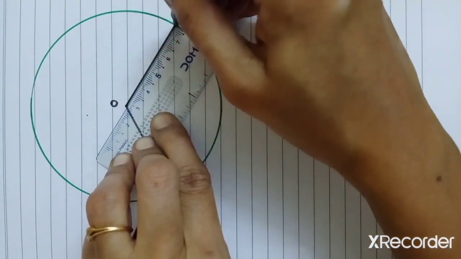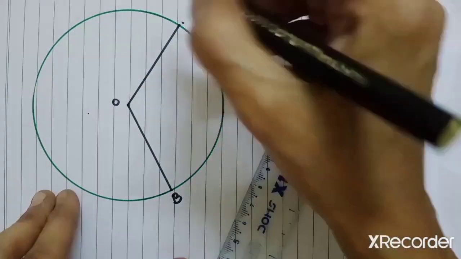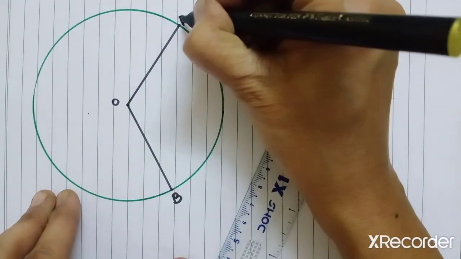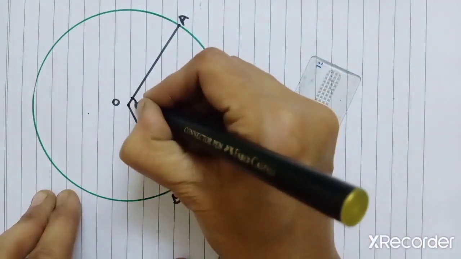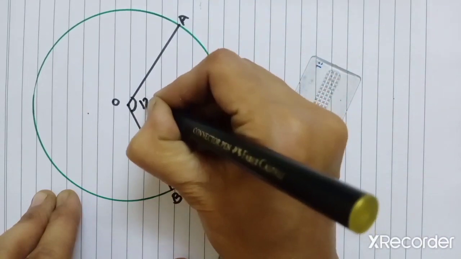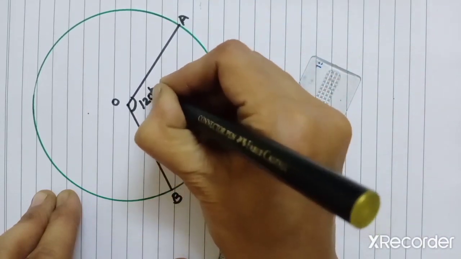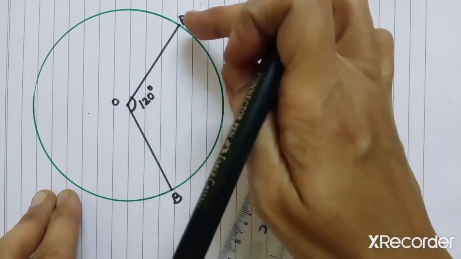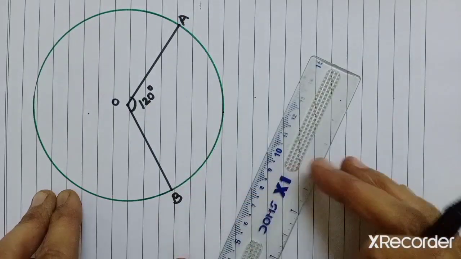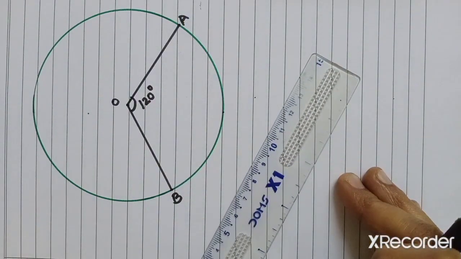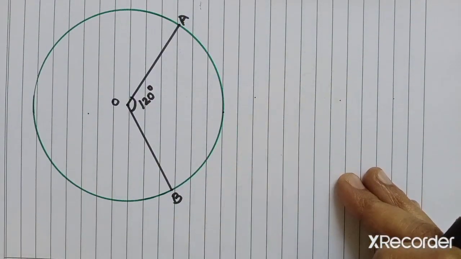So this is your point A. And how much is this central angle? This is 120 degree. Now at point A and point B we have to draw tangents, meaning our tangents should touch these points A and B.